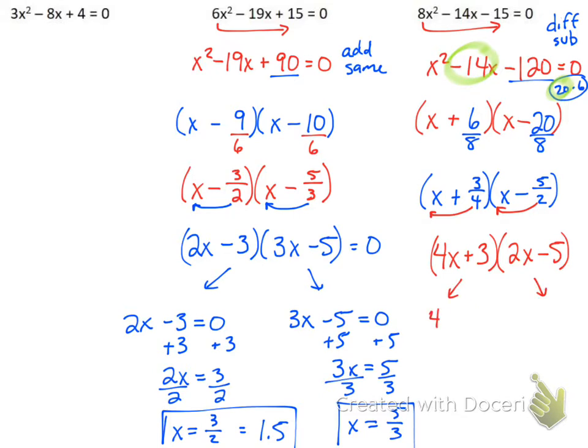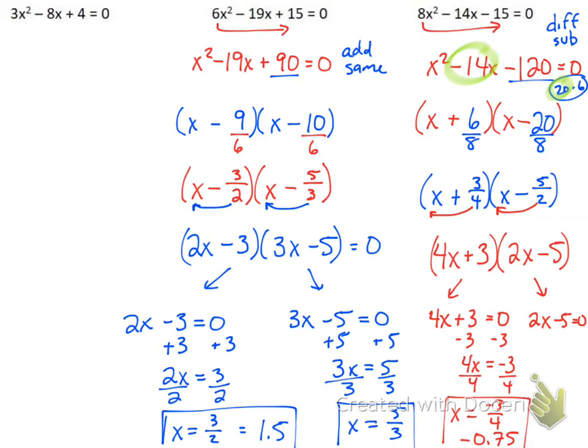Split it up into 2 separate equations. I get 4x plus 3 is equal to 0, and 2x minus 5 is equal to 0. Subtract the 3 to the other side, get 4x is equal to negative 3. Divide both sides by 4, so I get x is equal to negative 3/4. Or I could write negative 0.75. Other one, add the 5 to the other side. Get 2x is equal to 5. Divide both sides by 2. So 5 divided by 2 gets me 2.5. And there it is.